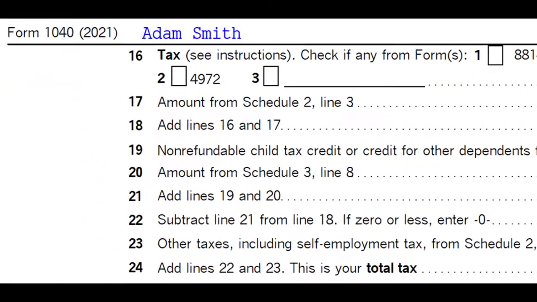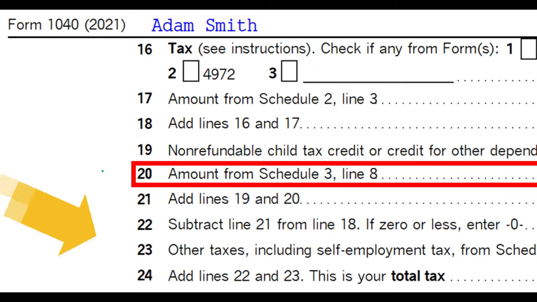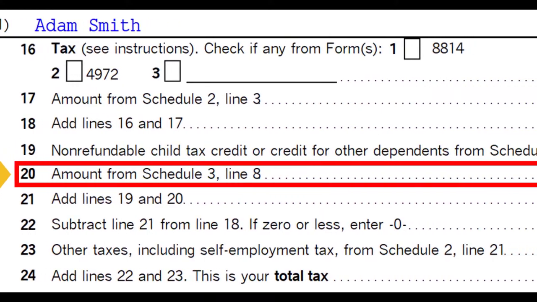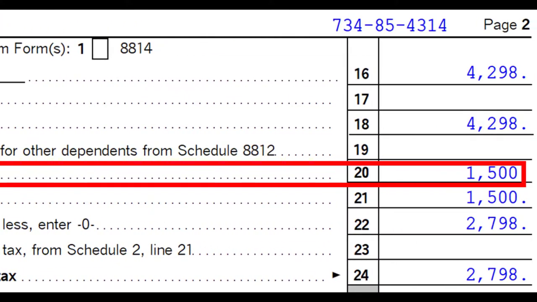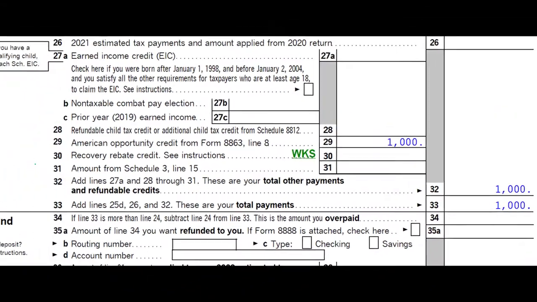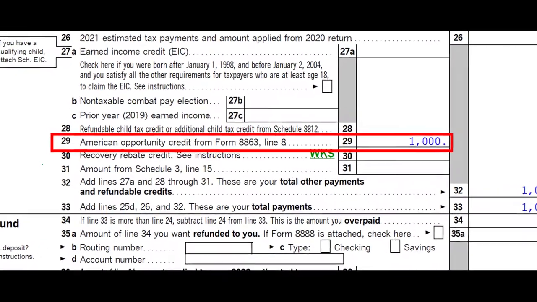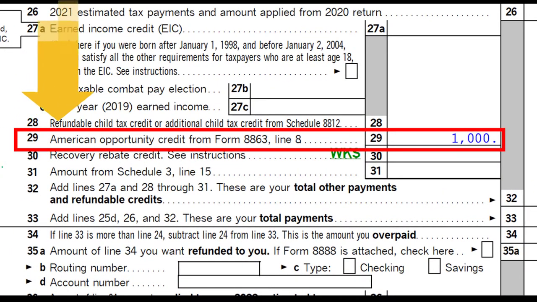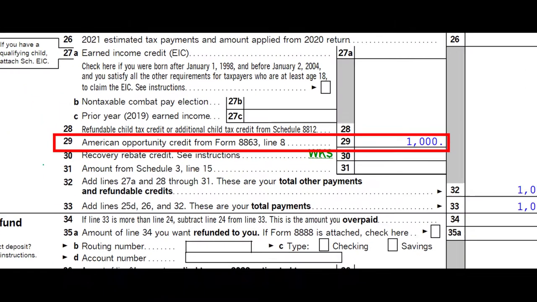This is page 2 of the Form 1040. We're looking at the non-refundable area, and that's going to be line 20 that flows in here from Schedule 3. And then we've got the bottom of page 2, line 29, which is the refundable area, and it's the American Opportunity Credit from Form 8863, line 8.